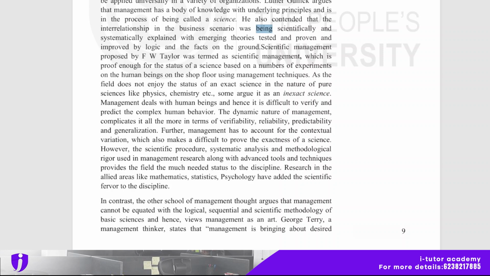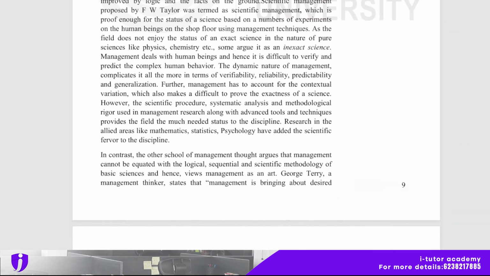As the field does not enjoy the status of an exact science in the nature of pure science like physics, chemistry, etc., some argue it is an inexact science. Okay, it's not totally a science because its nature is different from science subjects. But there are some theories and facts also, that's why it's called a science.